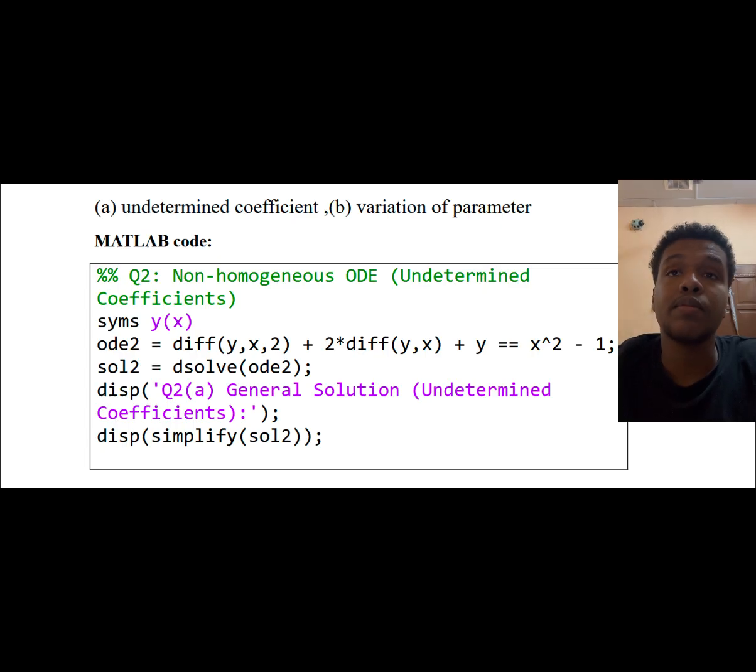Now the MATLAB code for question number 2, the non-homogeneous ODE. It's quite simple and short, starting with syms y(x). After that, we put our equation in a variable. After that, we use dsolve to solve it, and after that, we display it in a message using the simplify function.